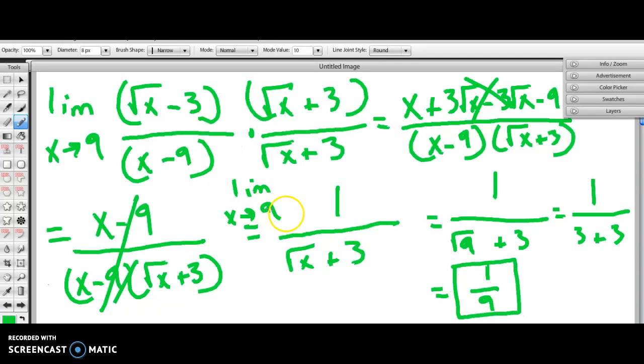So the limit as x approaches 9 of square root of x minus 3 over x minus 9 is 1 over 9. Oh, excuse me. 3 plus 3 is 6, not 9. All right, perfect. Thank you.